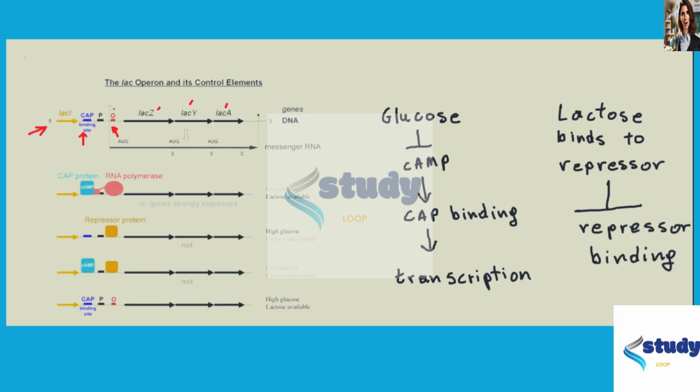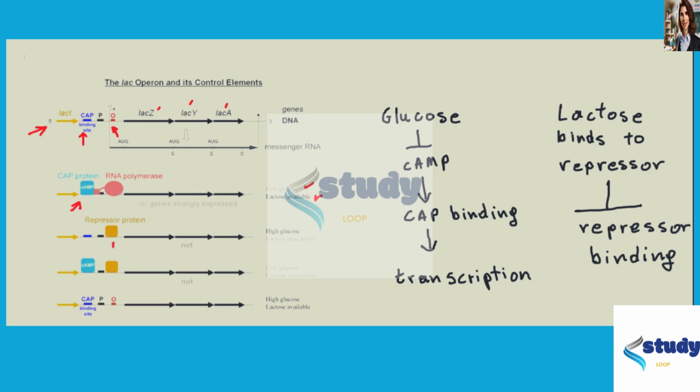The reason the cell wants to control this is because if there's glucose, it would preferentially consume glucose, because glucose is a simpler sugar and provides more efficient energy than lactose. So when there's glucose present, you don't want to be making lactose enzymes. When there's no glucose and there is lactose, then you want to go ahead and consume lactose. So the cell needs to be able to differentiate these two factors in order to turn the operon on.